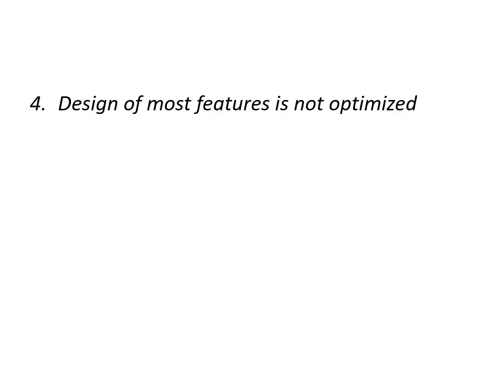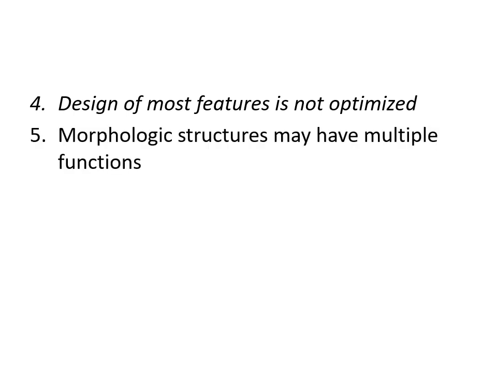So another concept here is that design of most features is not optimized. Okay, so our design of most features is not perfect. There is no perfect optimized design structure because the environment is always changing, the stage is always changing, thus there is no perfection. And morphological structures can have multiple functions. Again, feathers on birds can be used for flight. They can be used for insulation. They can be used for sexual display and species recognition and intimidation and all sorts of things.